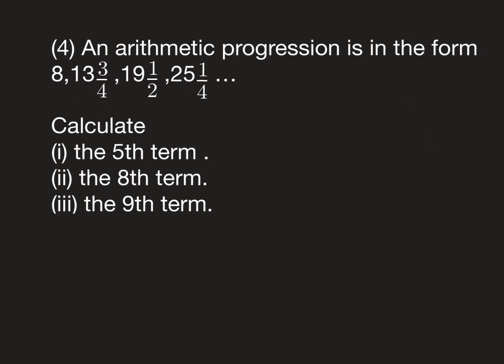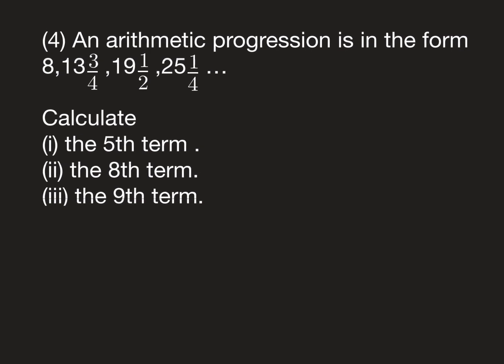We have another question here that reads, an arithmetic progression is in the form 8, 13 whole number 3 over 4, 19 whole number 1 over 2, 25 whole number 1 over 4. Calculate. The first question is the fifth term. The second question is the eighth term. The third question is the ninth term. Okay, so what can we do here?